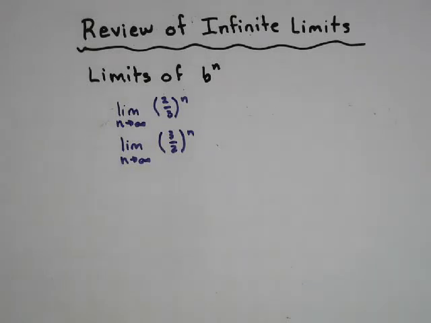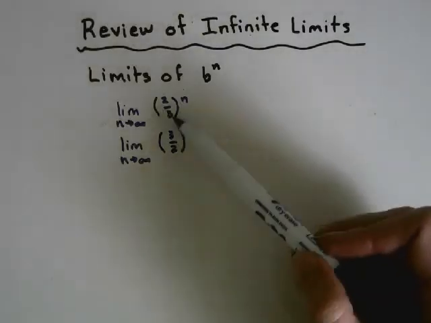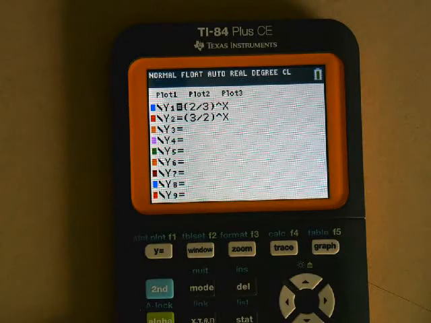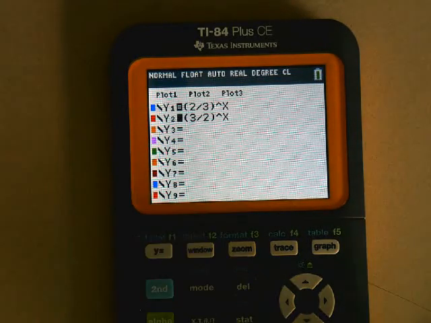So now we're going to look at a second case, and this one's going to be new, but we're going to be able to come up with a conclusion pretty quickly. If we're taking some number raised to the n power. So the two examples we're going to look at are 2/3 to the n and 3/2 to the n. So first we're going to look at 2/3 to the n.